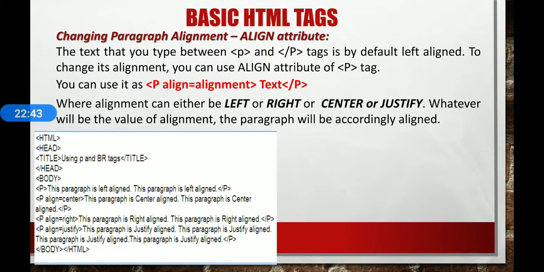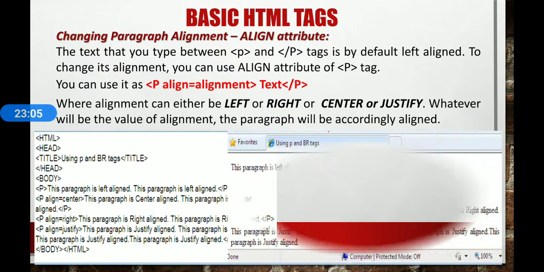For example, here the first paragraph is left aligned because that's the default alignment of any paragraph, so no alignment is given here. In the second paragraph, alignment is given equal to center. In the third paragraph, alignment is given equal to right, and the next paragraph is given alignment equal to justify. And here is the output.